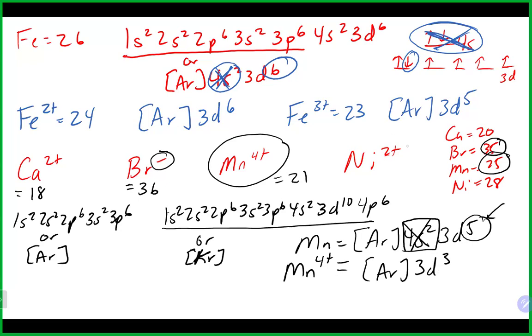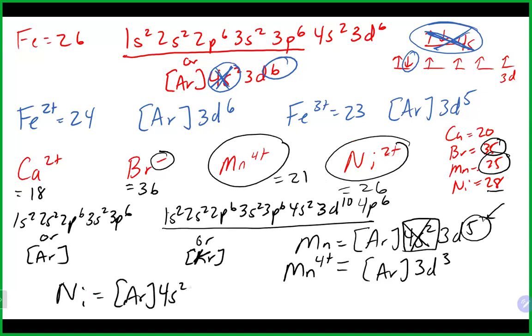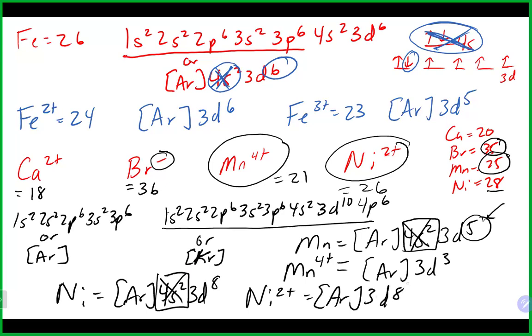And lastly, we have nickel with a +2, which means we go from 28, lose 2, to 26. Once again, nickel with no charge is argon 4s2 3d8. With a +2 charge, the s electrons come out first, which gives us argon 3d8 in this case. Any questions on electron configuration with things with charges? Transition metals, regular metals. Okay.